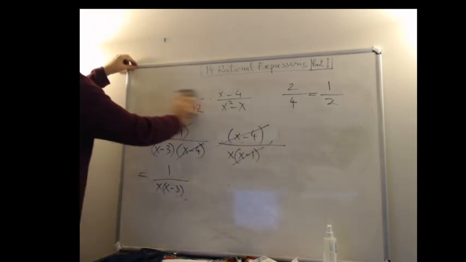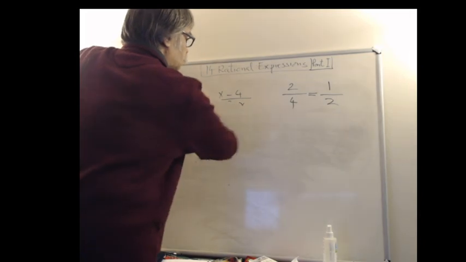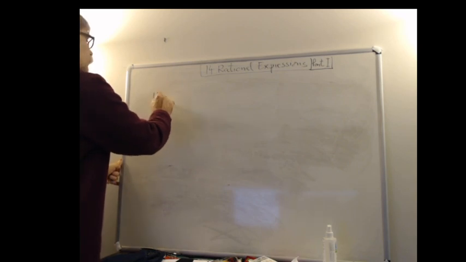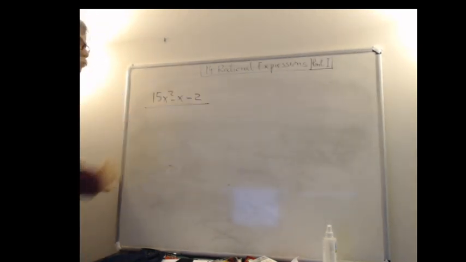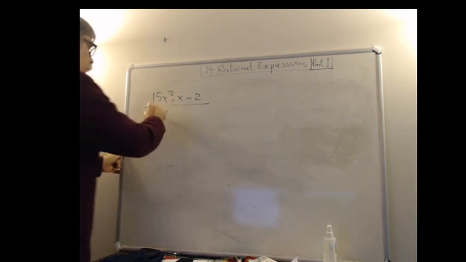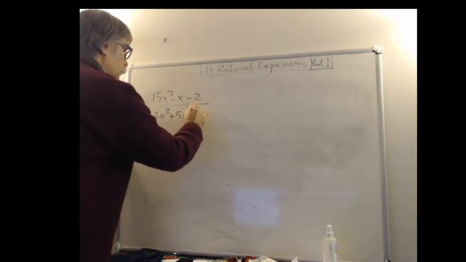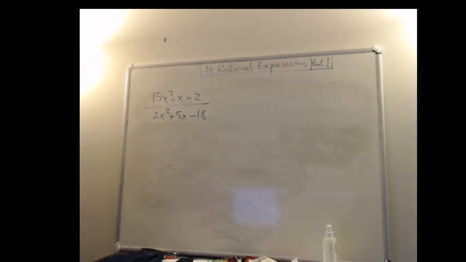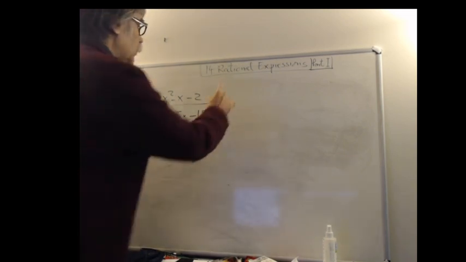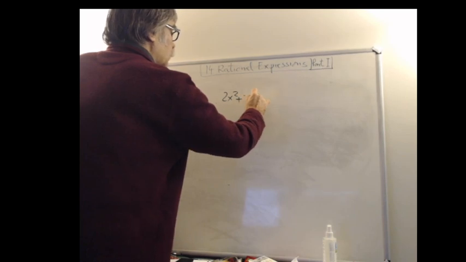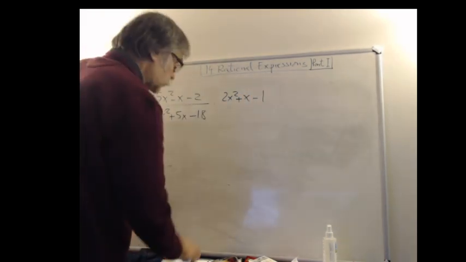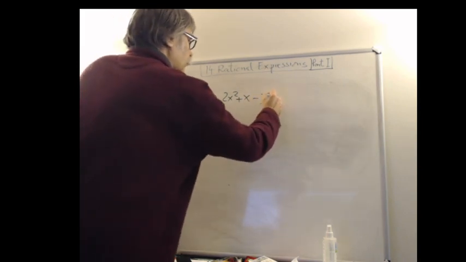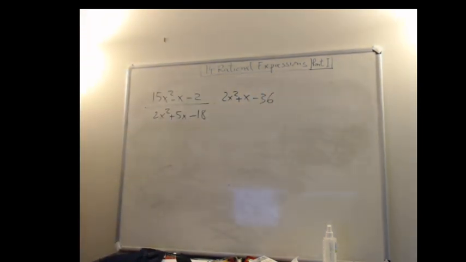I have one more complicated example. Let me give you that one. This is 15x squared minus x minus 2, and the denominator is 2x squared plus 5x minus 18. I need to copy this really correctly. Because I cooked the example, so it's nice. 2x squared plus x minus 36. This is example number 9. And down there I have 3x squared minus 11x minus 4.